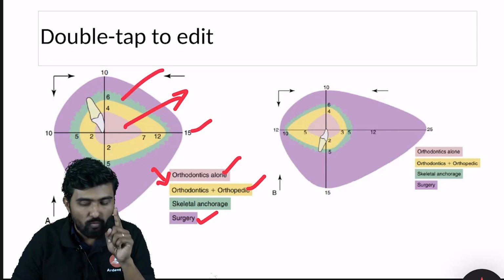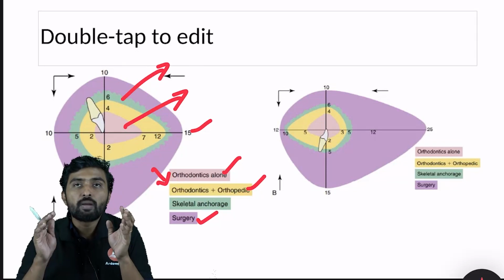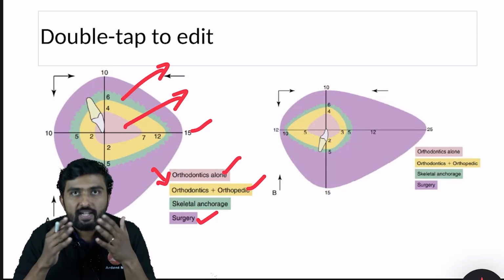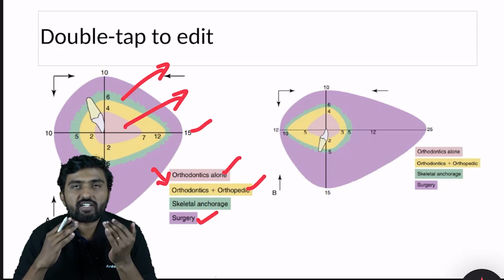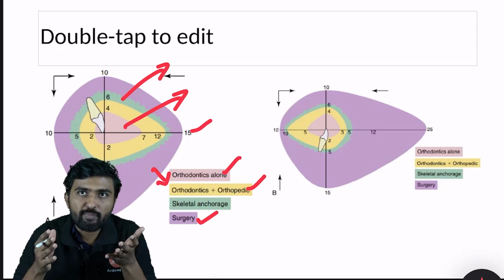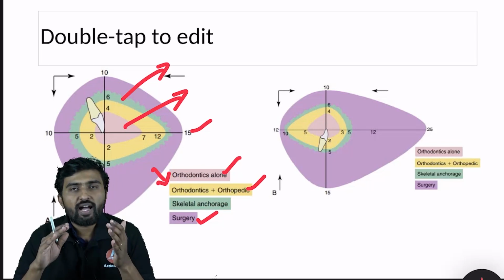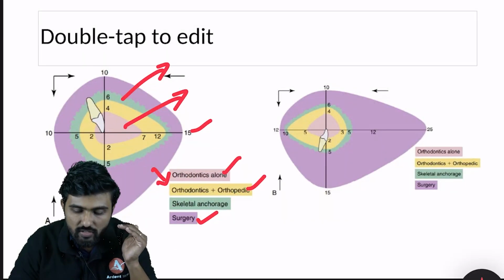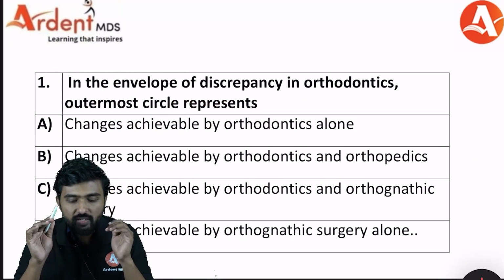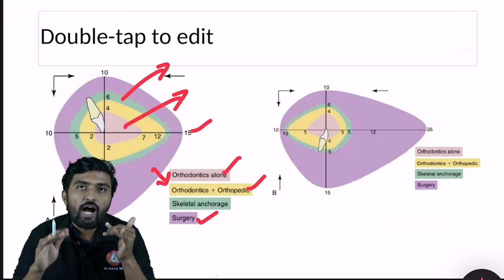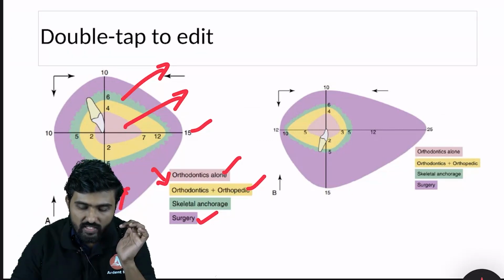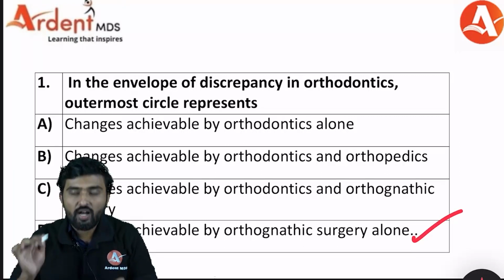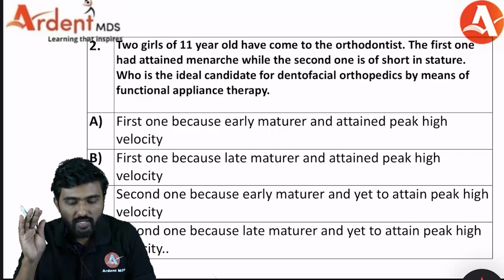But we do have one more intermediate green color zone between the surgery and orthopedics. With the help of TADs, nothing but temporary anchorage devices like skeletal anchorage systems, mini plates or mini implants, we can achieve tooth movement greater than orthopedics but lesser than surgery. So that constitutes the green color zone. Now going back to the question, in the envelope of discrepancy, the outermost zone, this one, constitutes the changes achievable by orthodontic surgery alone. I hope you guys are clear.